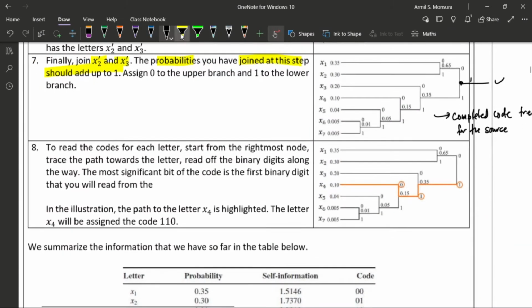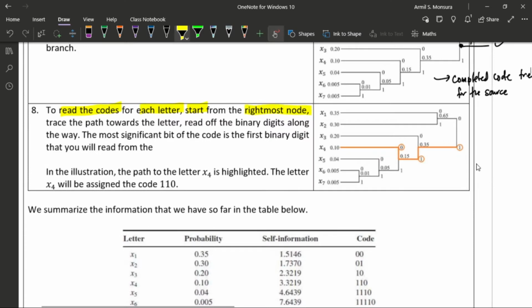To read the codes for each letter, you start from the rightmost node. Magsisimula tayo sa pinakakanan. We start here at the rightmost node. And then we trace the path towards the letter, reading off the binary digits along the way. So, babasahin natin yung mga binary digits na madadaanan natin. So, the most significant bit of the code is the first binary digit that you will read from the code 3.